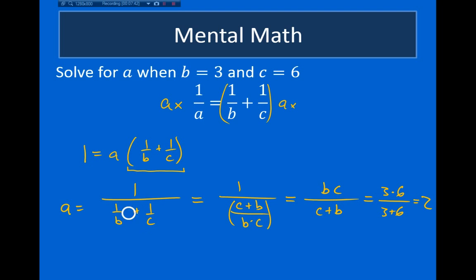So you can see back here, if we plugged the numbers 3 and 6 into this, it would not have been very obvious that this is going to equal 2. It probably would have been more work than what we did to get to this. So a lot of times, it's just going to be a lot easier to simplify your expressions before plugging numbers into them.